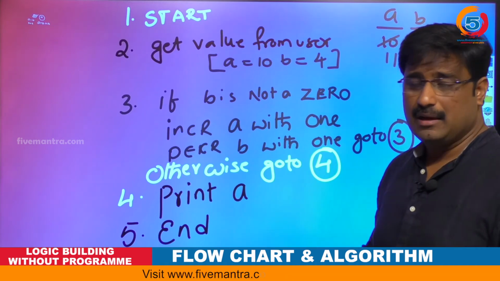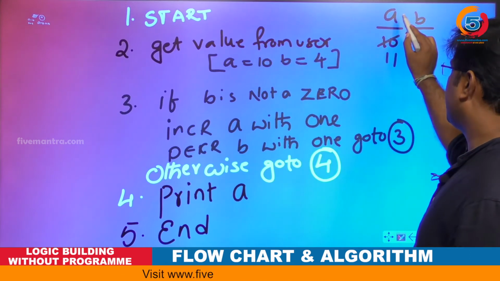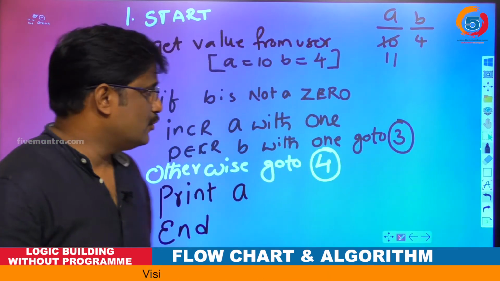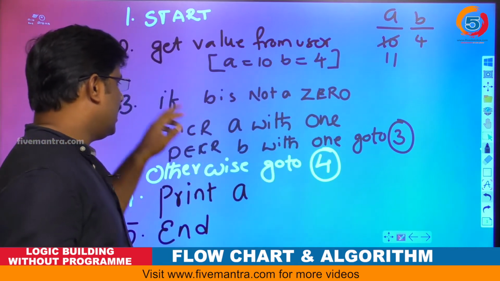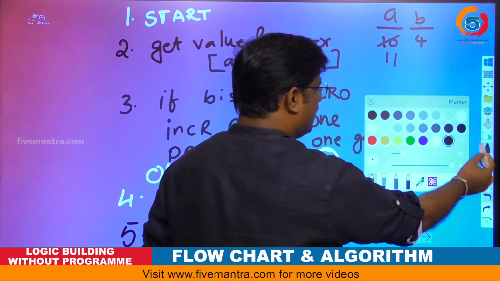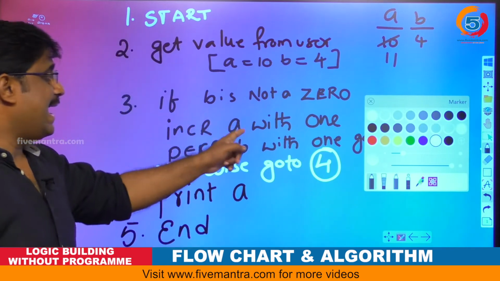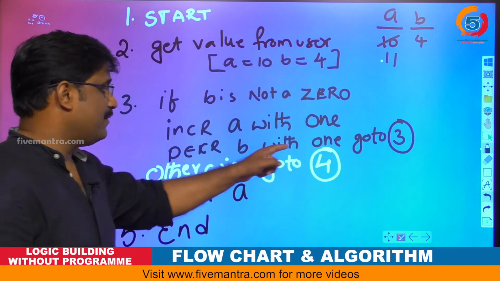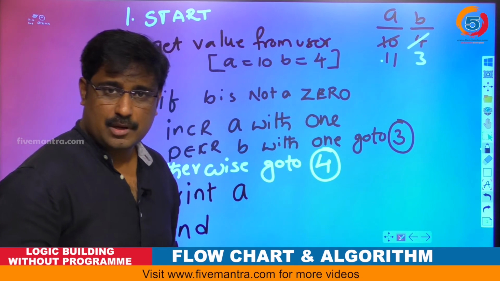Okay, now we'll check. Now get a value from the user, right? I have values 10 and 4. Now a equal to 10 and b equal to 4 I have. Now b is not a 0. Yes, b is not a 0. Next, increment a with the 1. Yes, I incremented a with the 1. That is nothing but 11. And decrement b with the 1. Right, I decremented b with the 1. That is a 3. Got it?